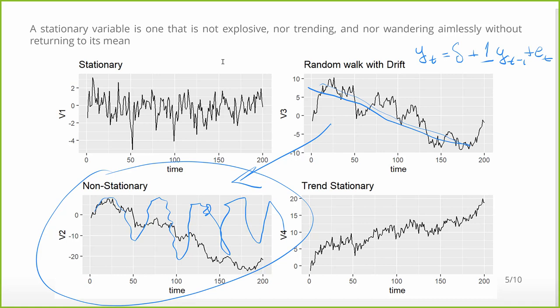This is not quite the same as putting time in there, where we have a deterministic trend. So you just add time in as a trend term. It's not quite the same as that. In fact, that's what this one is.